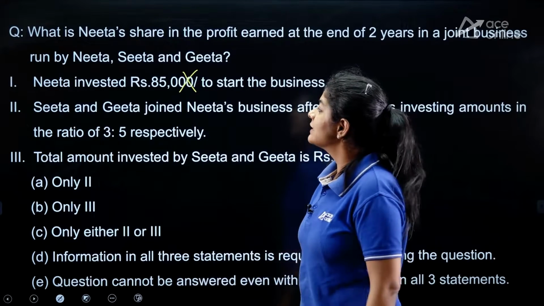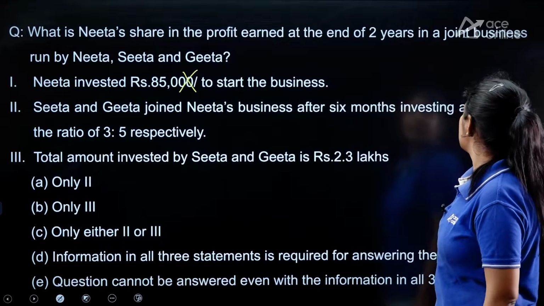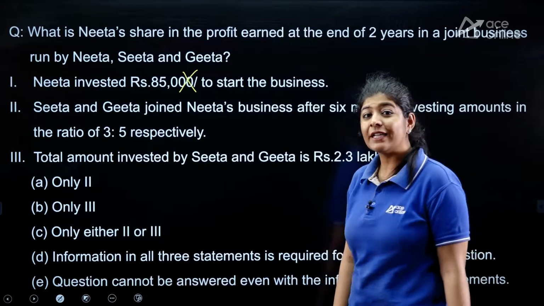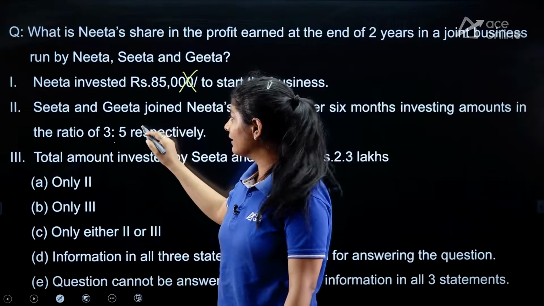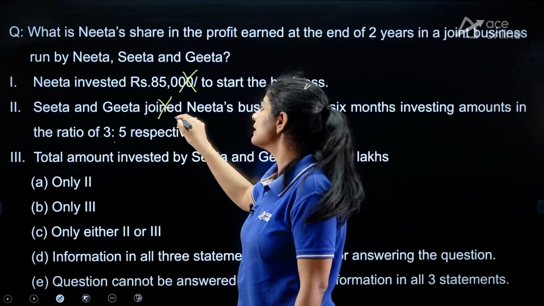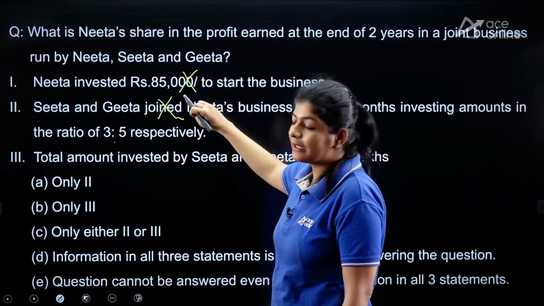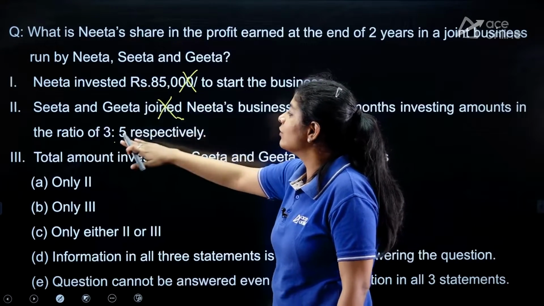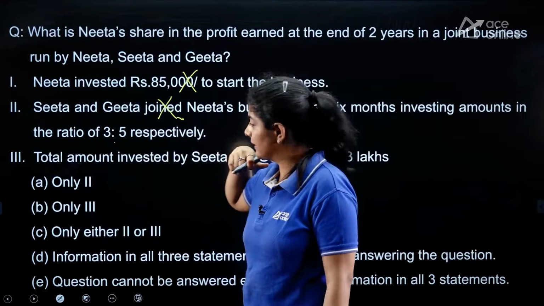Second, Sita and Geeta joined Neeta's business after 6 months. The investing amount is in the ratio 3:5. Again, we are having a ratio and we need the value. And here we are not aware of Neeta's investment, so this one is also eliminated. If I combine both of them together, I still am not able to get it. Why? Because here I don't know the actual multiple on which this ratio is present.